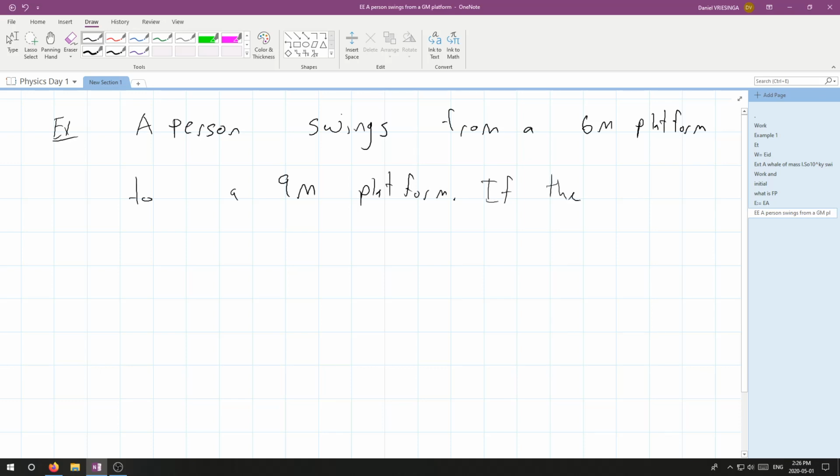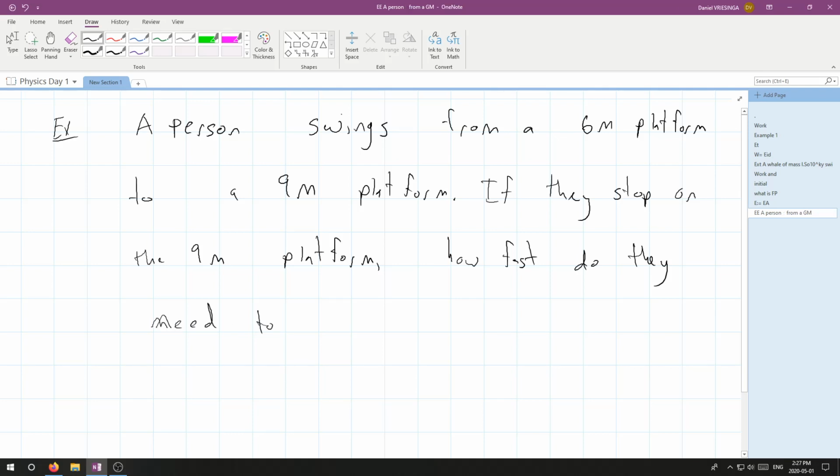If they stop on the 9-meter platform, how fast do they need to launch from the 6-meter platform? So it's a Tarzan swing.